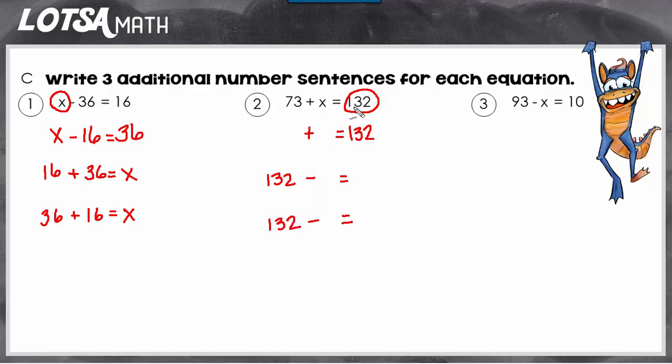Okay, so now you've used this value and you have 2 more values in your fact family that you're going to fill into your number sentences. We already have 73 plus X, so for our second, let's make it X plus 73. For 132 minus, we could do 73 and X. So for this one, we would have to do X and 73.